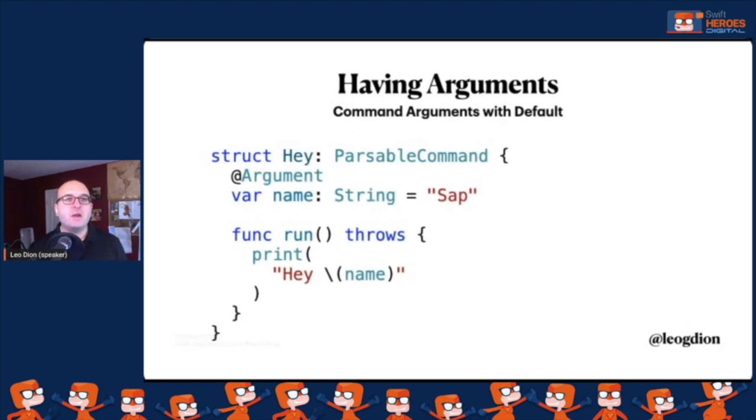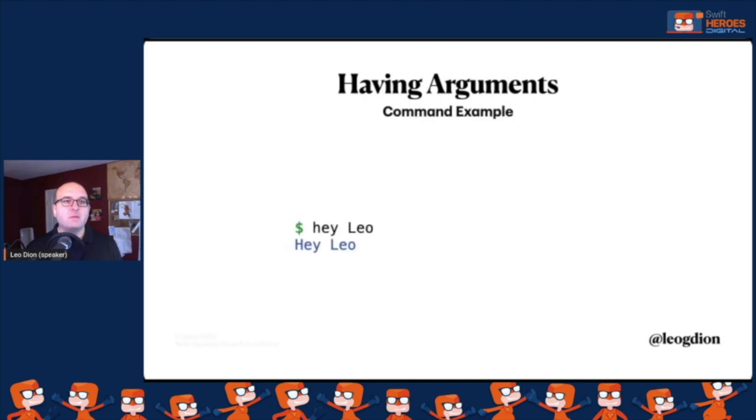So here we've added a new argument for the name of what we want to say hello to. We specify the type here as string. We have a default value of sap, and then we have a property wrapper to signify that this is an argument. And in our run, all we have to do is print "hey" and then the name. So if we ran this with hey Leo, which is my name, it'll just say hey Leo, pretty easy. If we don't specify an argument, then we end up with just hey sap, because it'll just use the default value.